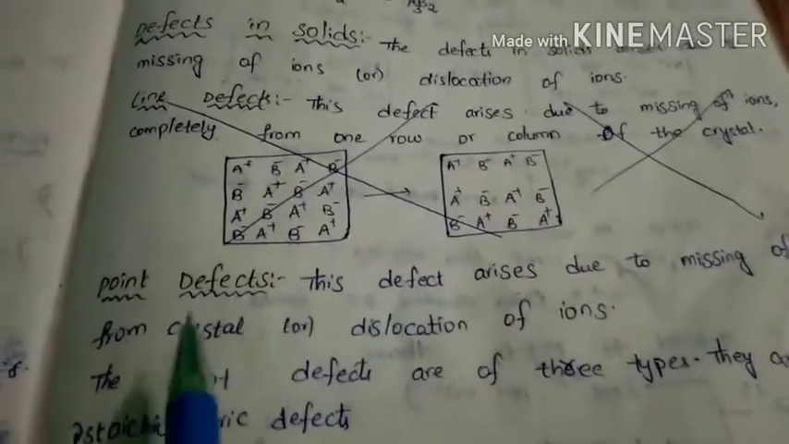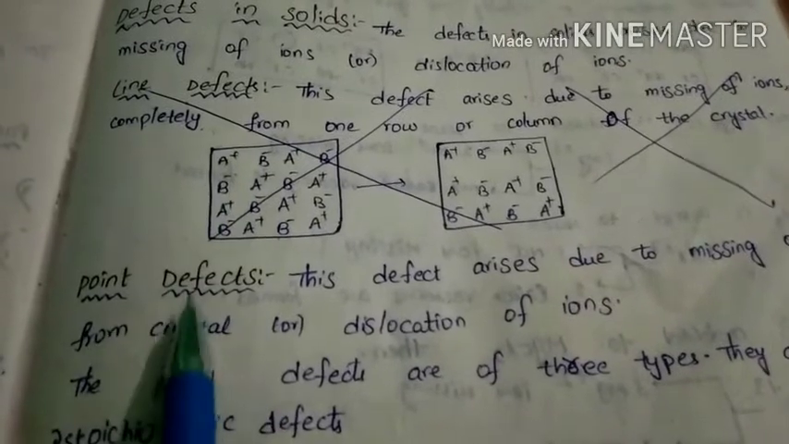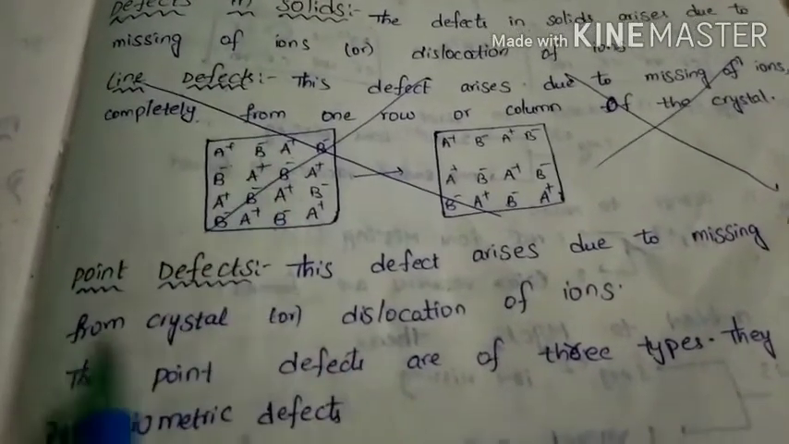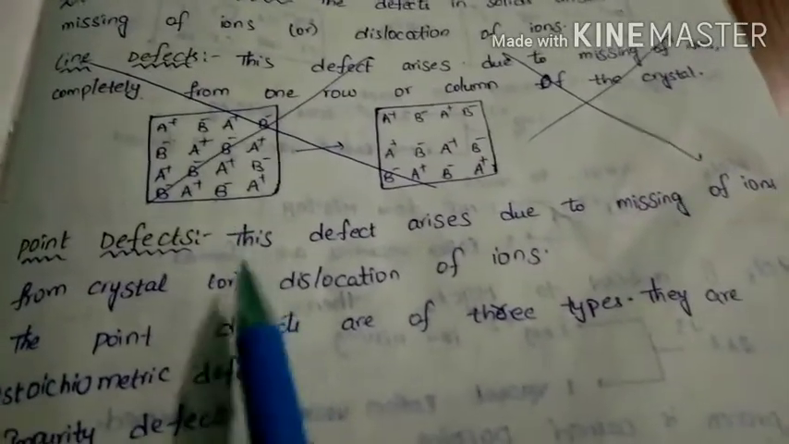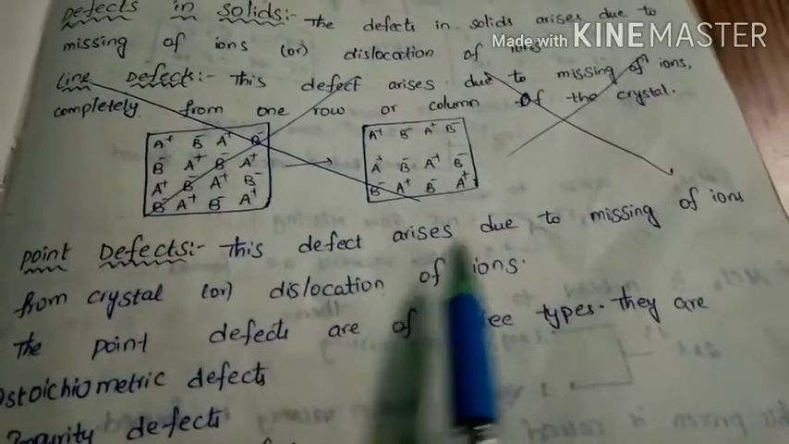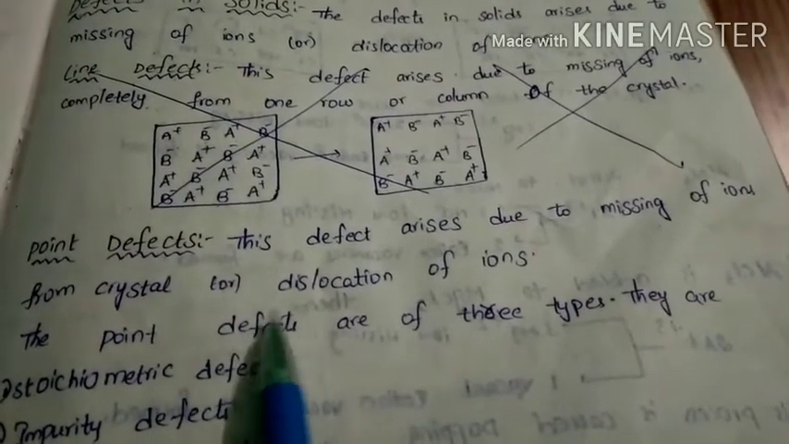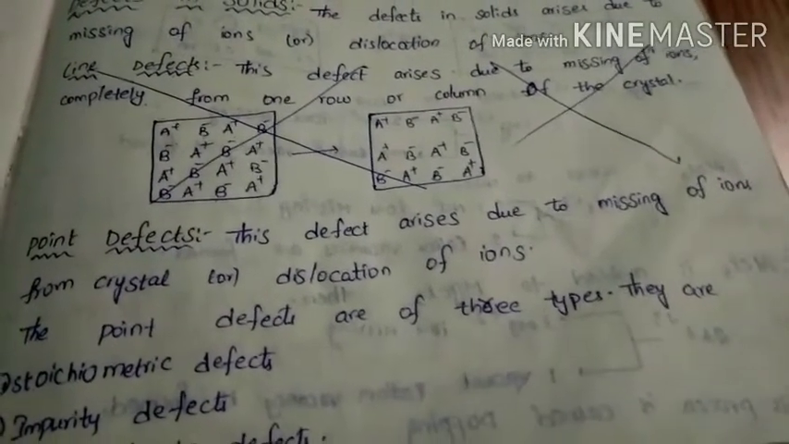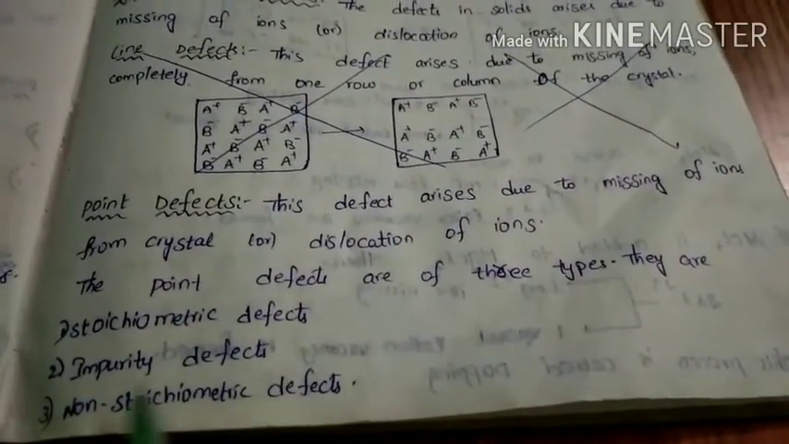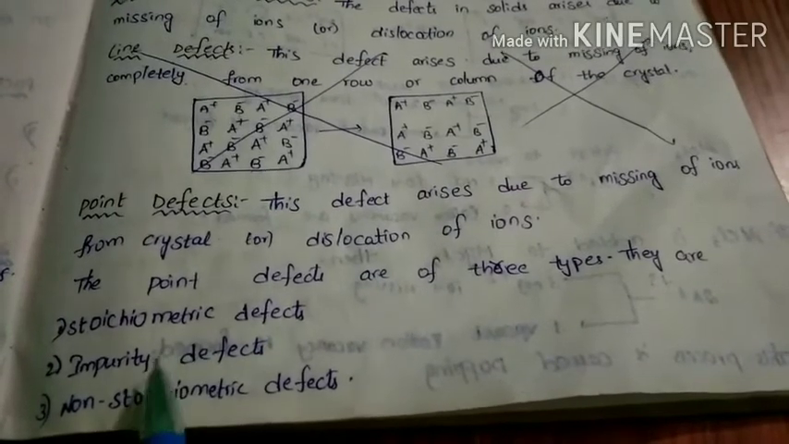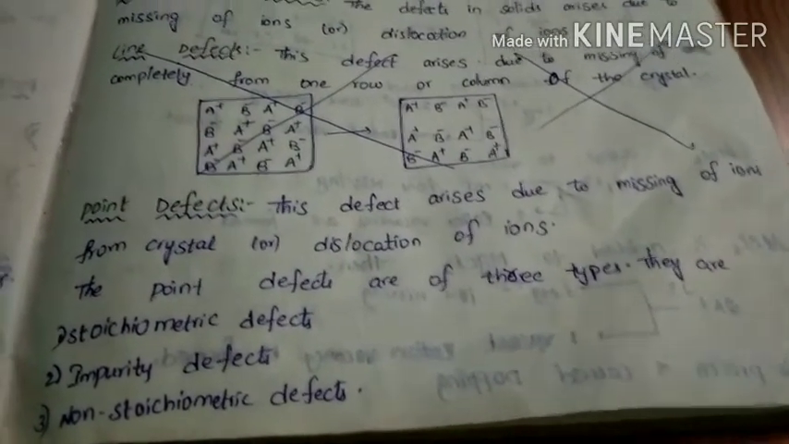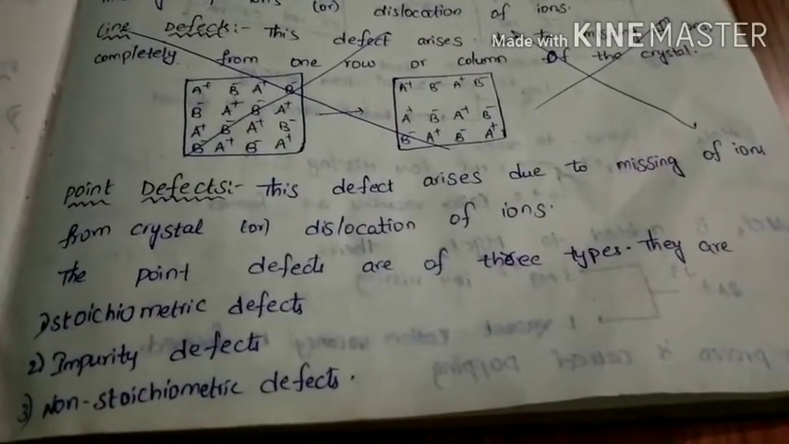Here there are two defects, one is line defects, one more is point defects. No need to discuss line defects. For point defects, the definition is the same as for defects in solids, that is, the defects arise due to missing of ions from the crystal or dislocation of ions. Here these point defects are classified into three types: stoichiometric defects, impurity defects, and non-stoichiometric defects. These are important. Now we are going to discuss these three.